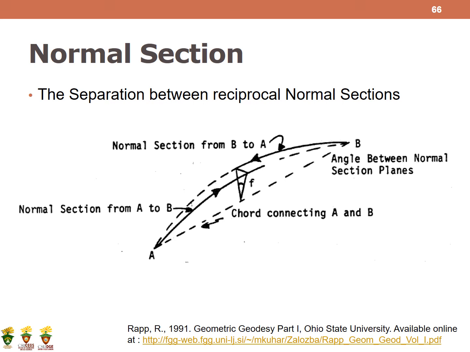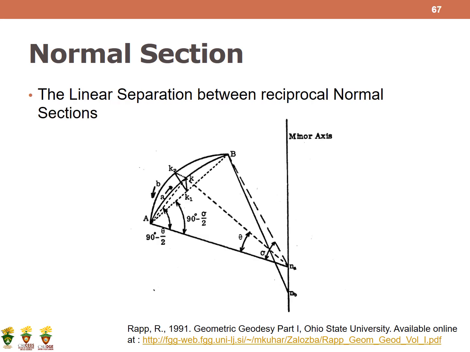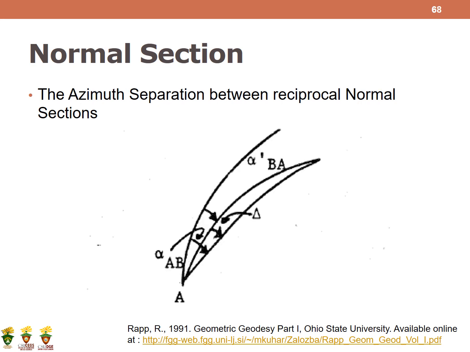So this line is a normal section from A going to B, and the other one is the normal section from B to A. So they cannot be the same: the normal section A to B is not the same as the normal section B to A. And there is also a separation between the two normal sections. So here's an example of a linear separation between reciprocal normal sections. And here is the azimuth separation between reciprocal normal sections.